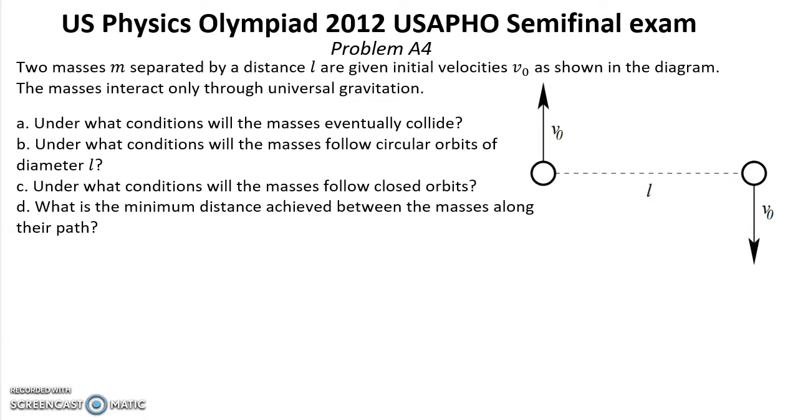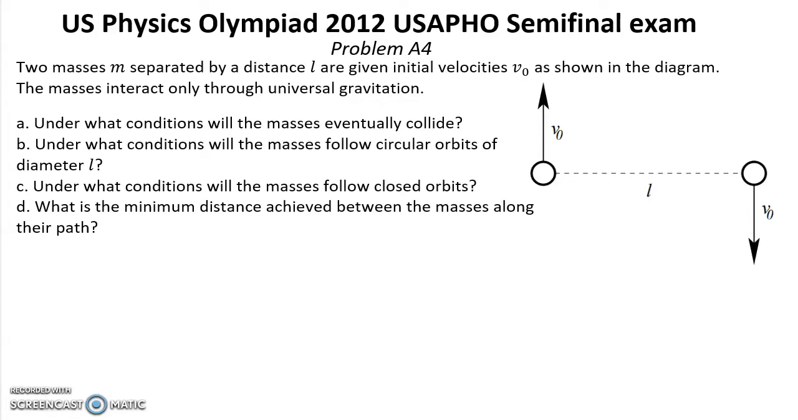Two masses M separated by a distance L are given initial velocity V0 as shown in the diagram. The masses interact only through universal gravitation. Questions. A. Under what conditions will the masses eventually collide? B. Under what conditions will the masses follow circular orbits of diameter L? C. Under what conditions will the masses follow closed orbits? D. What is the minimum distance achieved between the masses along their path?